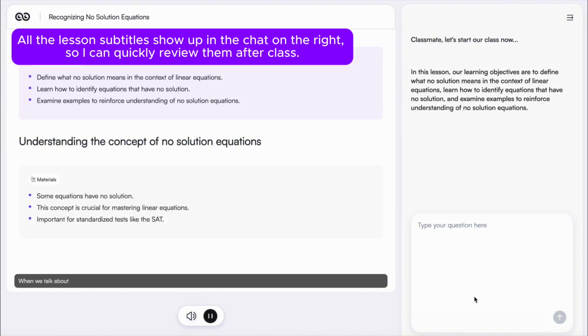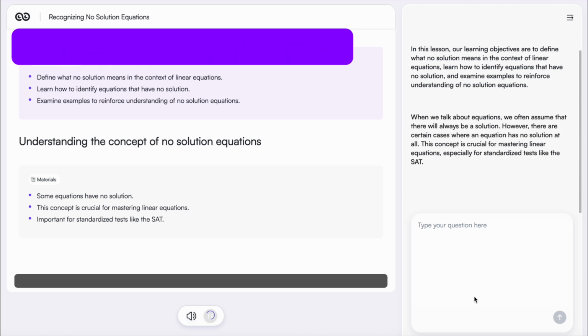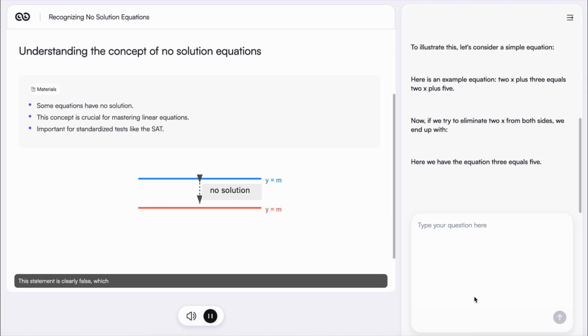When we talk about equations, we often assume that there will always be a solution. However, there are certain cases where an equation has no solution at all. This concept is crucial for mastering linear equations, especially for standardized tests like the SAT. The statement is clearly false, which means the original equation has no solution. We call these kinds of equations no-solution equations.